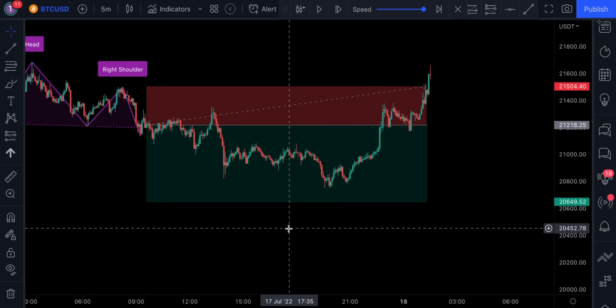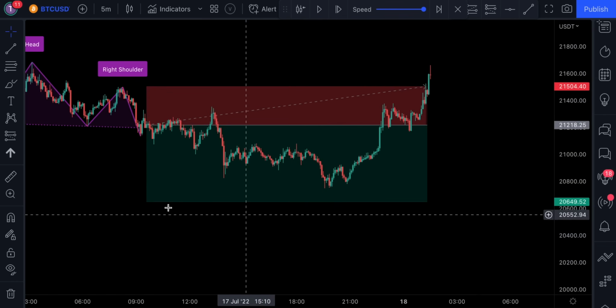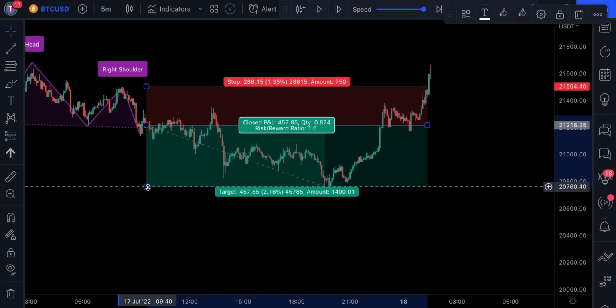As we can see, a 2-to-1 risk-reward ratio does not quite work sometimes. So using a risk-reward of 1 to 1.5 is an optimal choice.